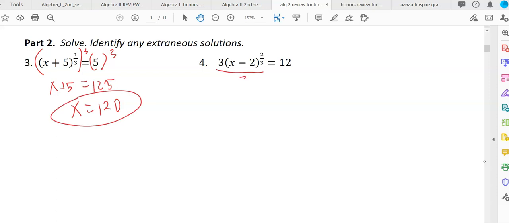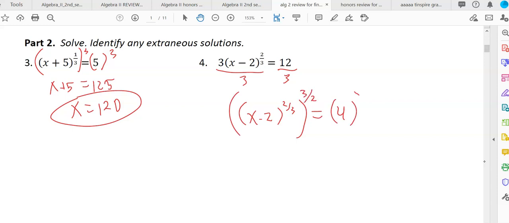This one, let's divide by 3 first. So we get x minus 2 to the 2/3 equals 4. We put both sides to the reciprocal power, so to the 3/2 power. So this is just x minus 2. That's so nice. This is the square root of 4, which is 2. So 2 to the 3rd, which is 8. So x equals 10.